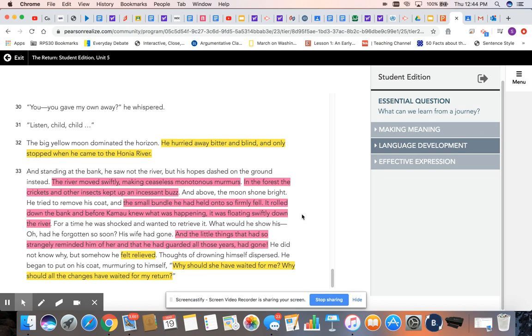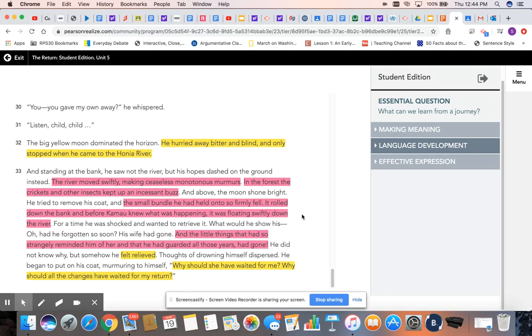For a time he was shocked and wanted to retrieve it. What would he show his... Oh, had he forgotten so soon? His wife had gone. And the little things that had so strangely reminded him of her and that he had guarded all those years had gone.